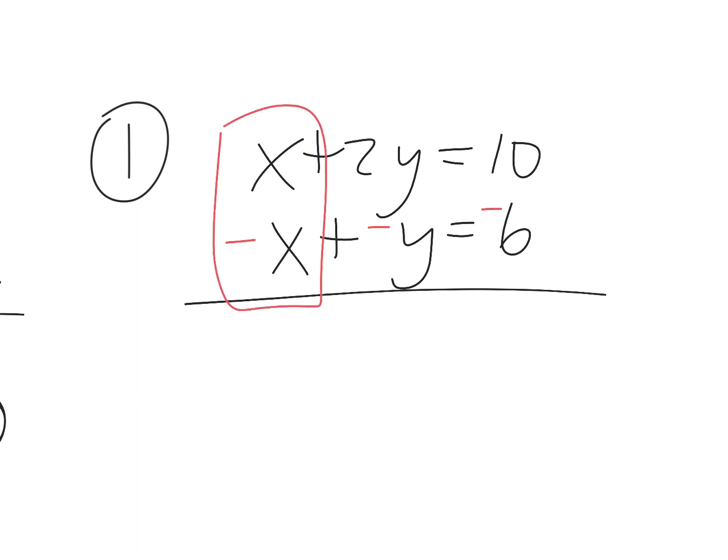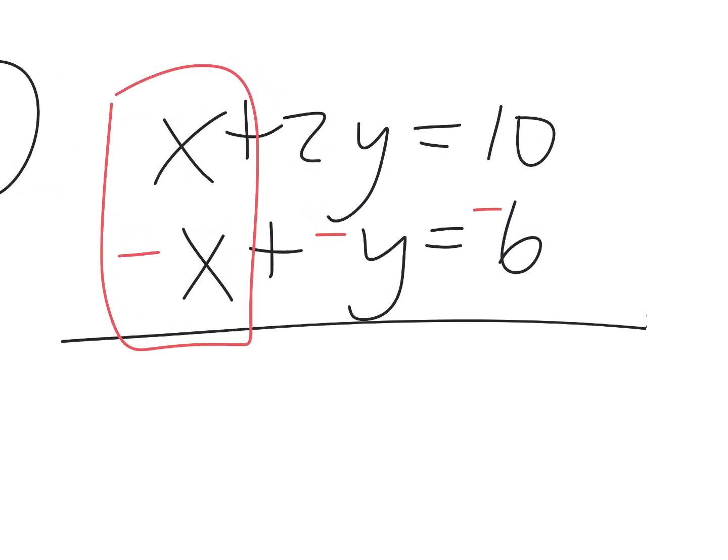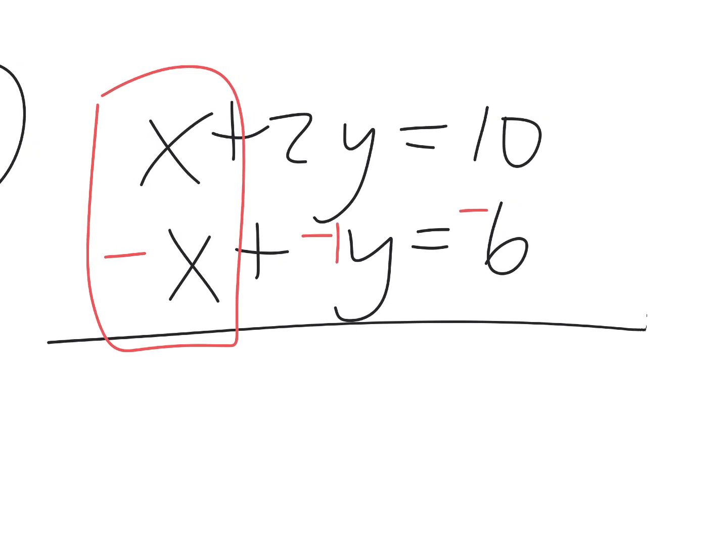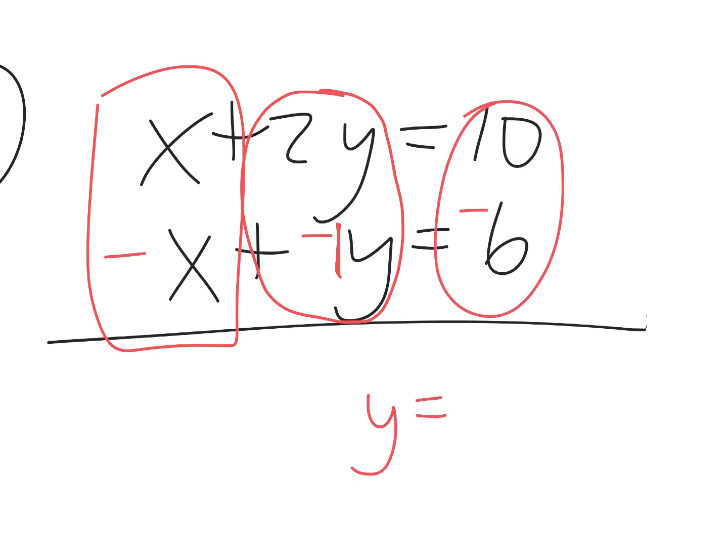Then these two will cancel. This is perennially challenging for some kids. Just put a 1 here. If you don't really know what to do and it's just a y, make it a -1y. Megan, can you tell me what the 2y and the -1y make? Just y. 10 minus 6 is 4. Boom, y equals 4.